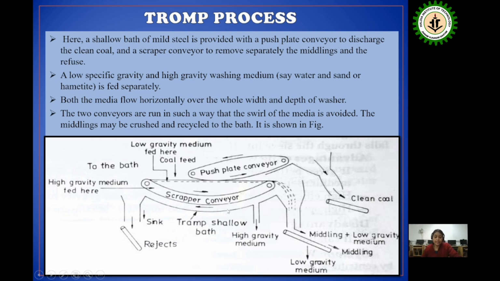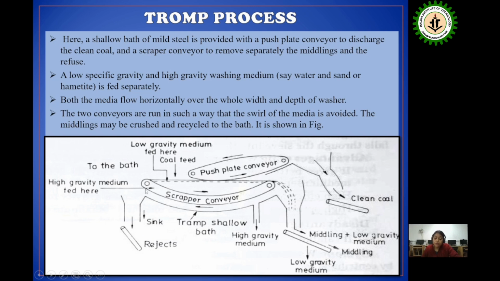So let's come to the diagram in detail, what we have studied till now. The diagram states that the coal is fed from the top. The low gravity medium is also fed here. This is actually a bath, and high gravity medium is fed here. There's a scraper conveyor, and this one is a push plate conveyor. This is basically a Tromp shallow bath, over which the scraper conveyor is present and push plate conveyor is present. In this bath, we have basically a few sections.